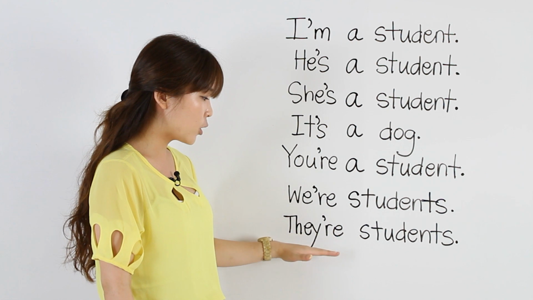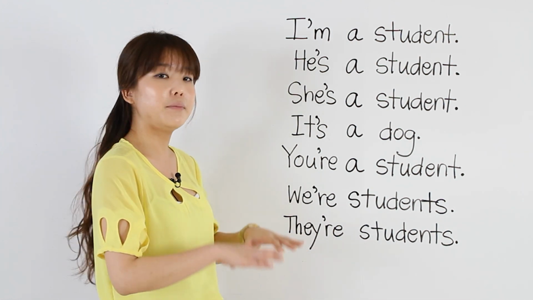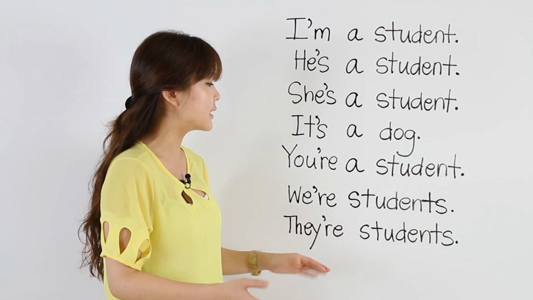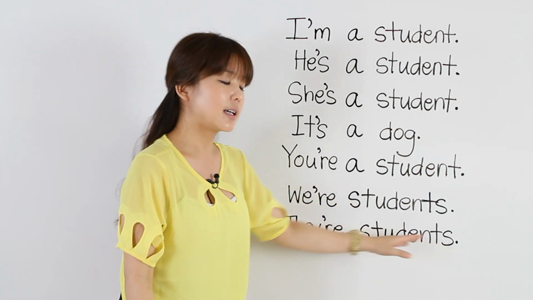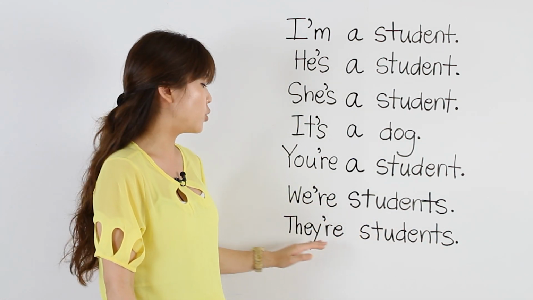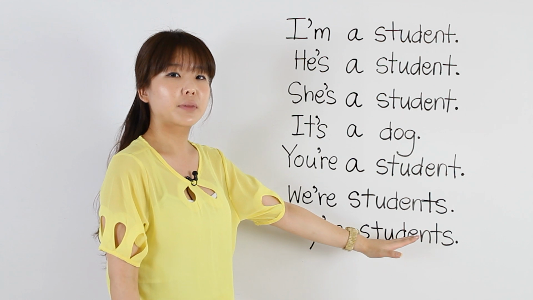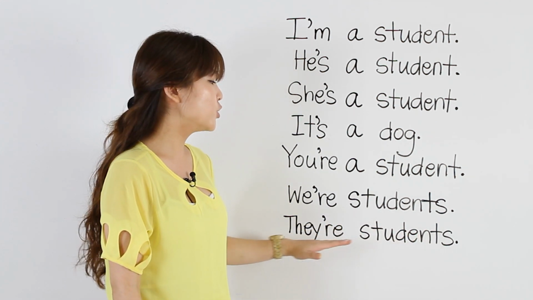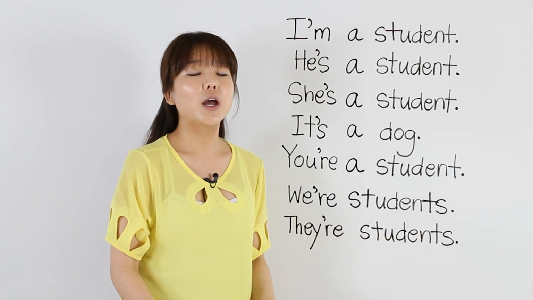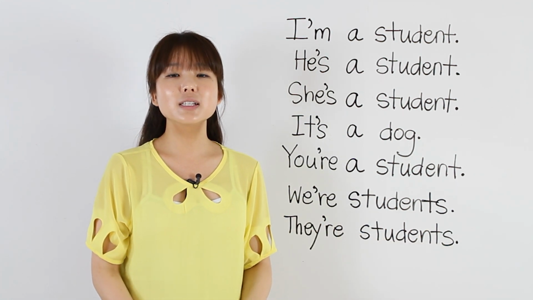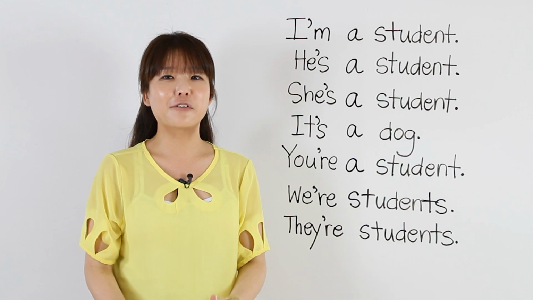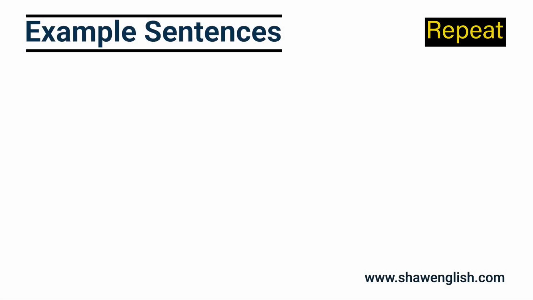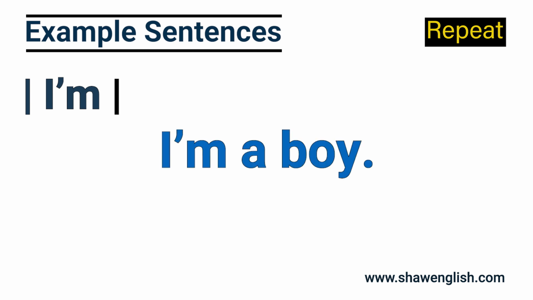The same thing goes for they. Again, they means many people or many things. Here, we put S and we took out the A. So, they're students. Please repeat, they're students. Okay, we're going to look at some more examples. Please listen and repeat carefully. Let's start with the first one. I'm a boy.